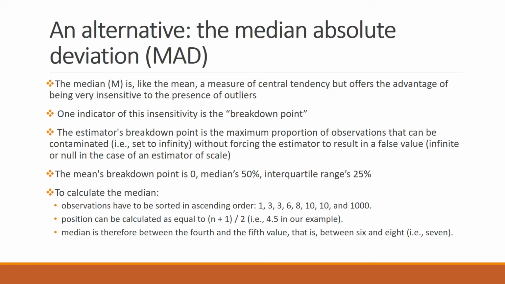So let us consider the statistical series 1, 3, 3, 6, 8, 10, 10, and 1000. The position of median can be calculated as equal to n plus 1 by 2, that is 4.5 in our example. The median is therefore between the fourth and fifth value, that is between 6 and 8. The median is right here, right? So between 6 and 8 it will be 7. Our median is 7. Let's go to the next slide.